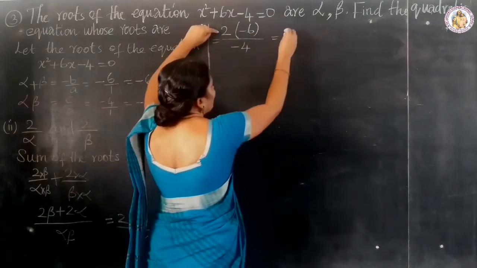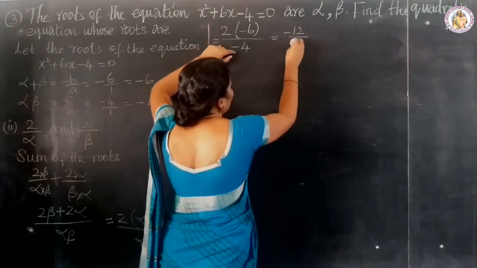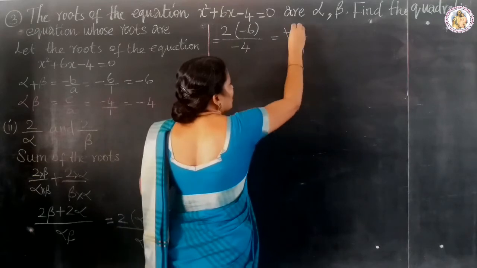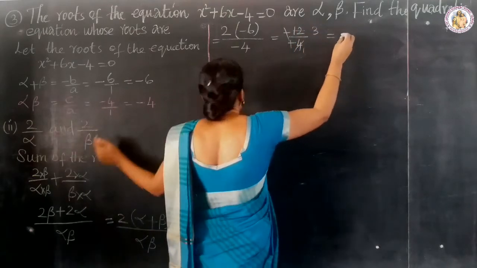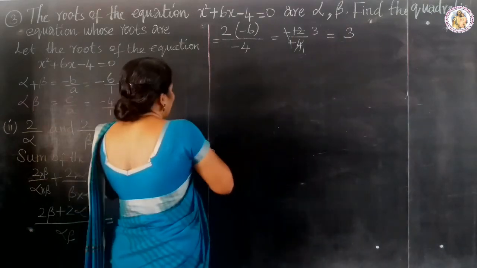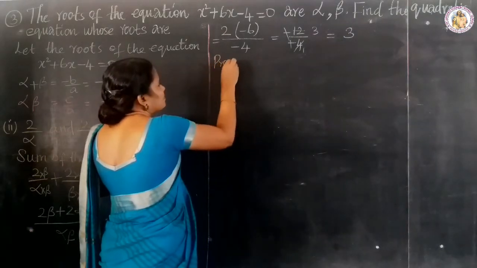Now 6 2s are 12, minus 12 by minus 4. So minus minus cancel, 4 3s are 12. So sum of the roots is equal to 3. And then product of the roots.